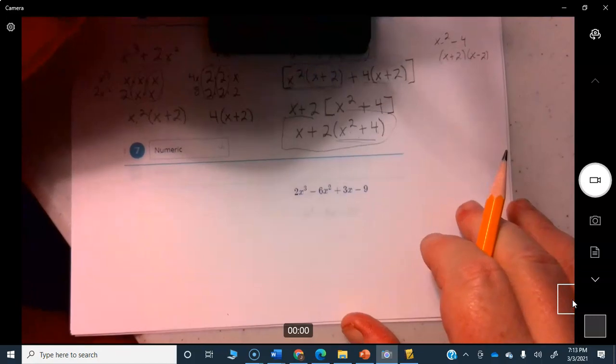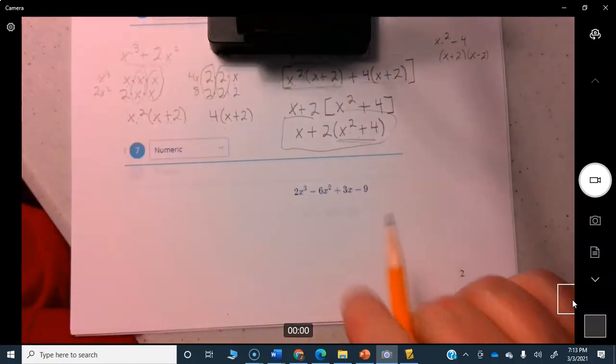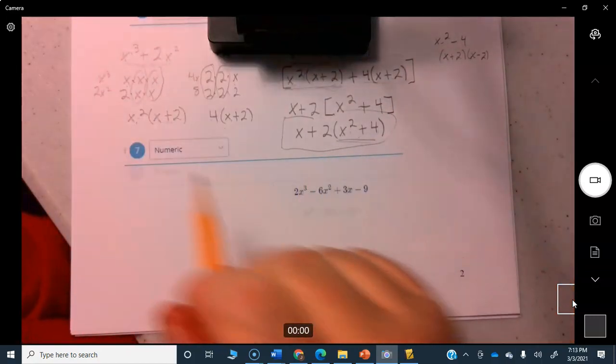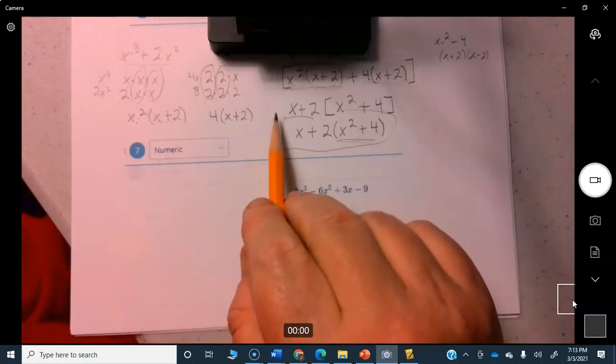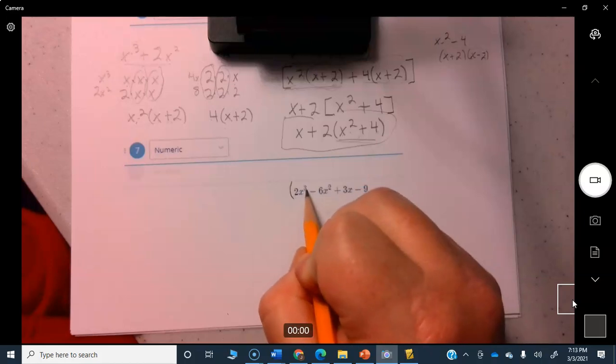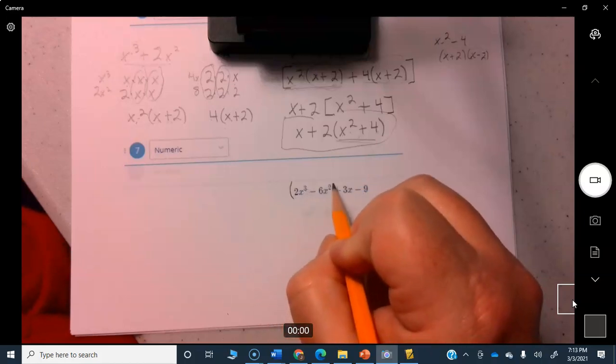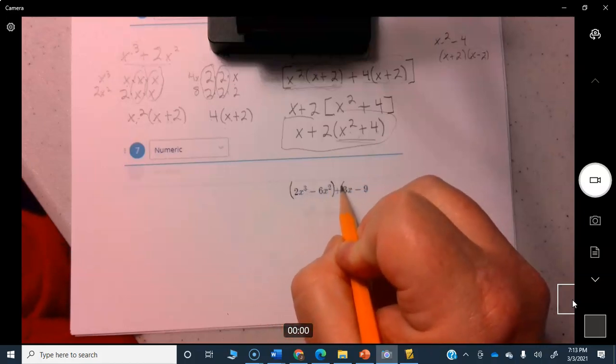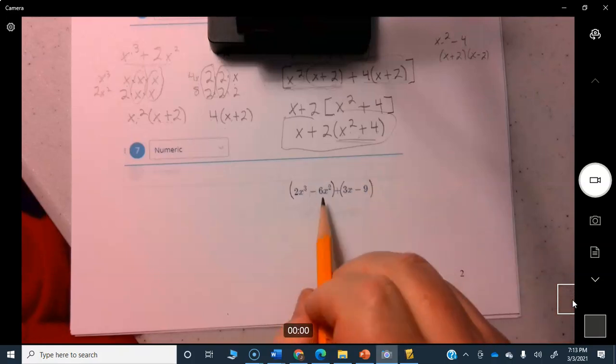Okay, let's look at number 7. I'm going to leave this for you to do. I'll just get you started. It's the same type of problem as up here. I'm going to group these. Notice it does have a cubic. The third power is the highest exponent. And now see what the ratio is.